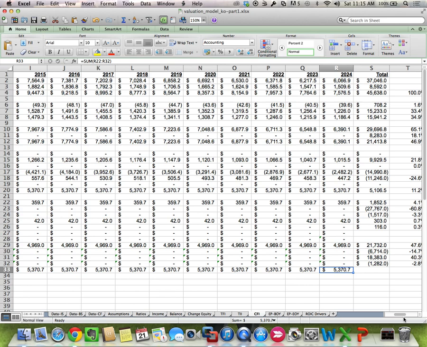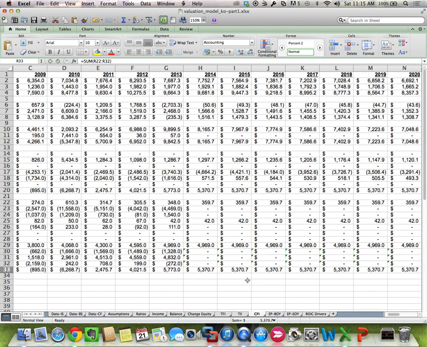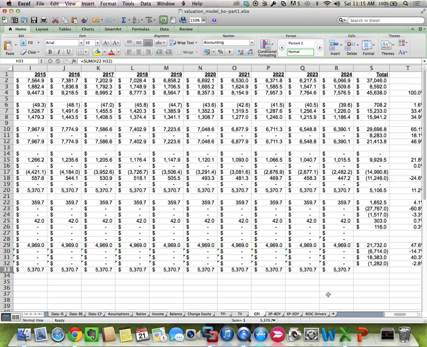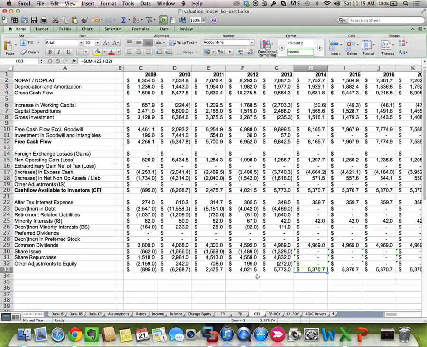But before I do, I just want to ask one quick conceptual question. Starting in 2024 and looking backwards, notice the CFI between 2014 and 2024 does not change. It's identical. Yet in the previous years, it was all over the place. Why?